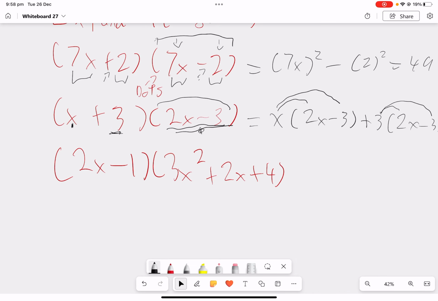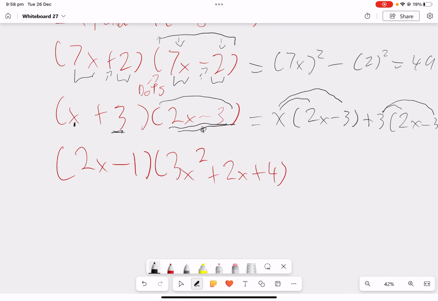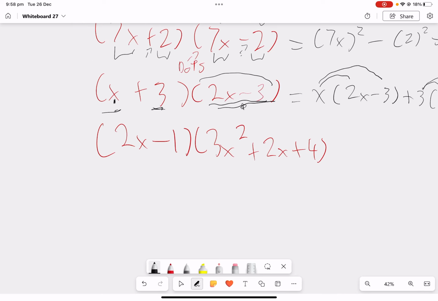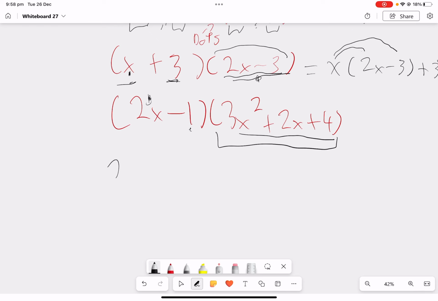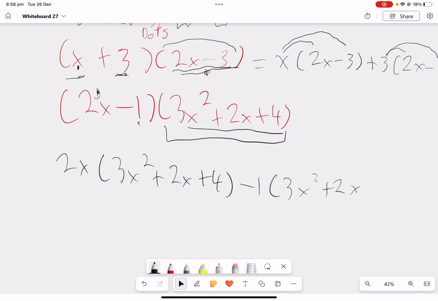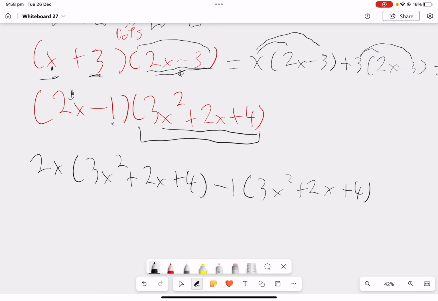Now on to the last one. We're going to use the exact same technique we did for the second one, as it's a bit longer. So the first term, 2x, will be multiplied by this whole thing. And the negative 1 will be multiplied by this whole thing as well. So let's write it out. 2x being multiplied by 3x squared plus 2x plus 4. Then minus 1 being multiplied by the same thing, 3x squared plus 2x plus 4. And then we expand this.